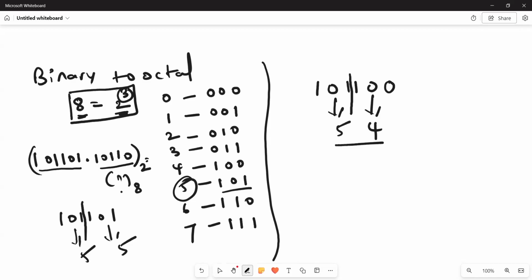Now this is the fractional part and this is the integer part. The answer is 55.54, the equivalent number in octal.